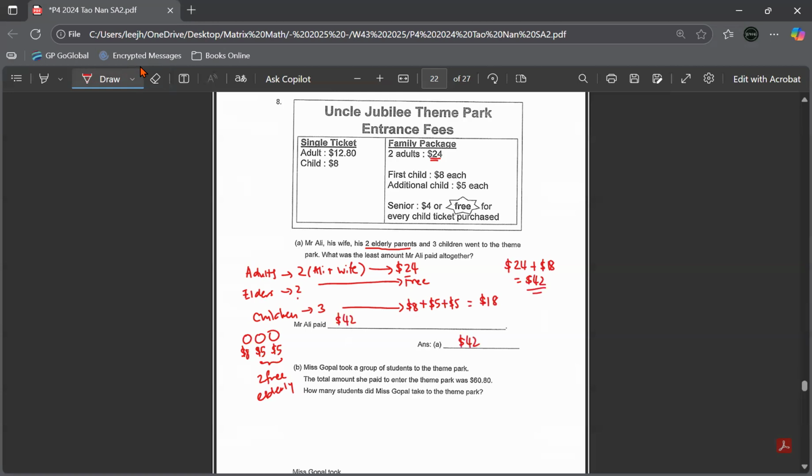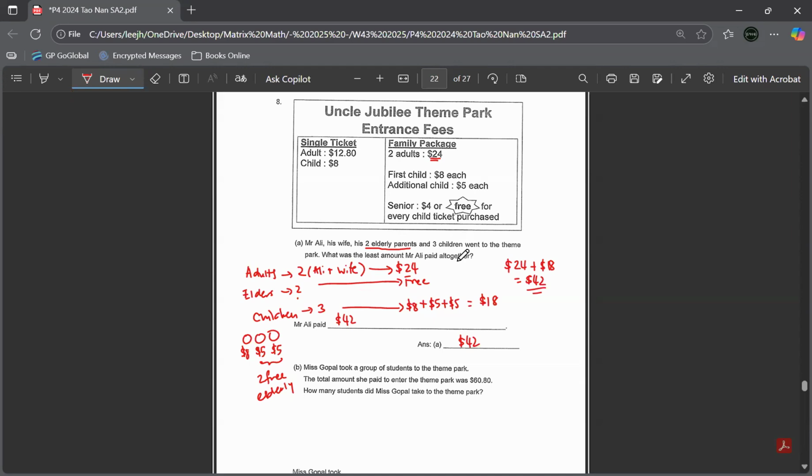Okay? Because every time they buy a child ticket, it will be free for a senior. So there are two seniors and there are three children. That means he can purchase two children tickets, and these two elderly will be for free entry. But the first child will be $8. Okay? So this is the answer for $2.